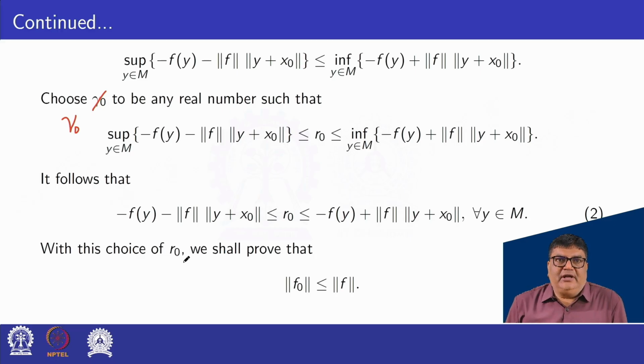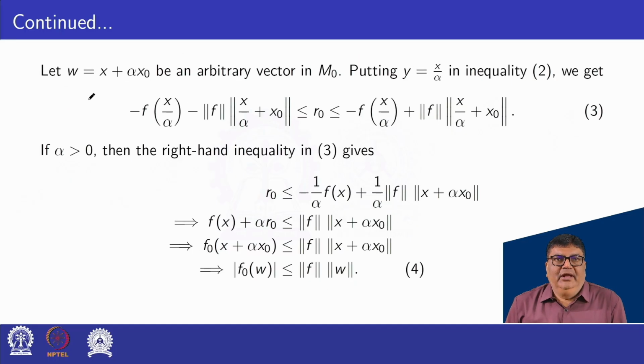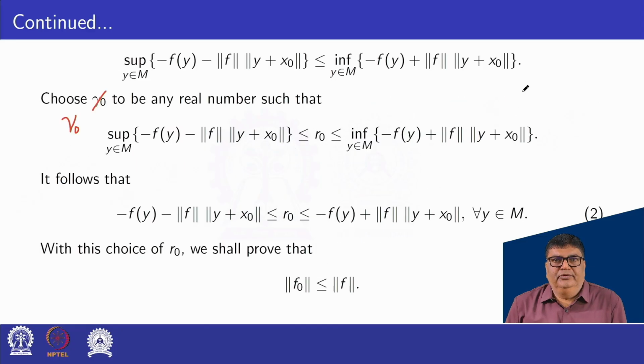With this choice of R0, we shall prove norm f0 less or equal to norm f. Let w equal to x plus alpha x0 be an arbitrary vector in M0. Putting y equal to x by alpha in inequality 2.